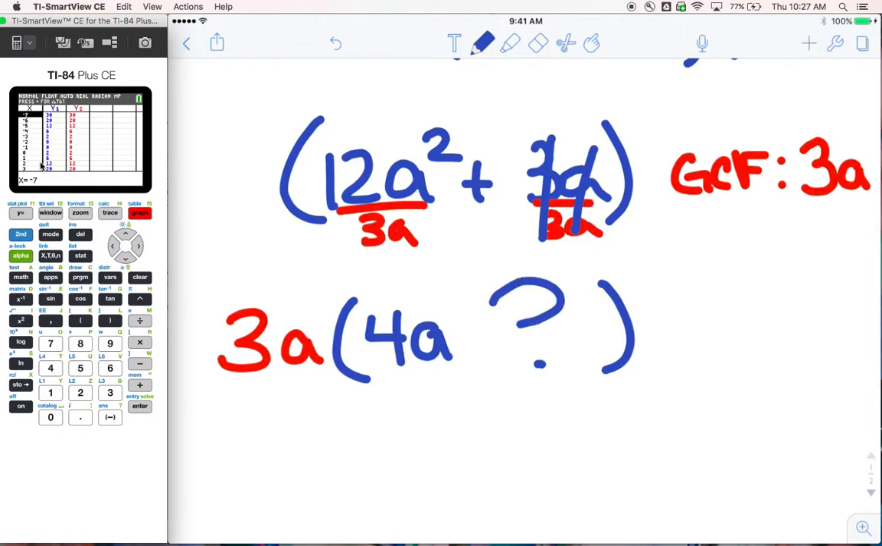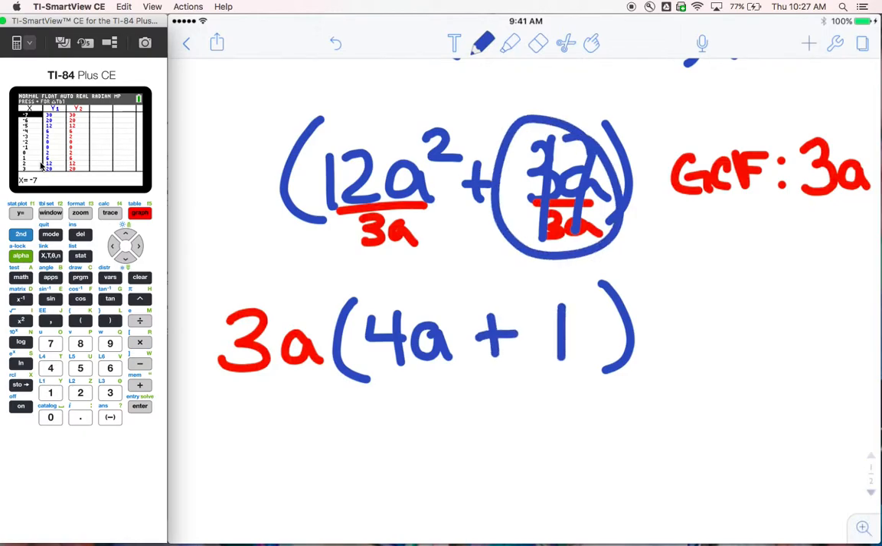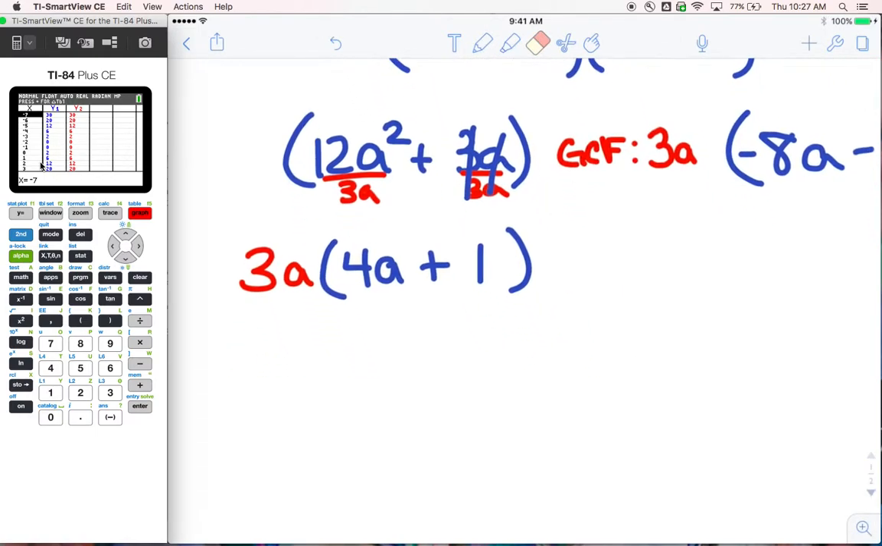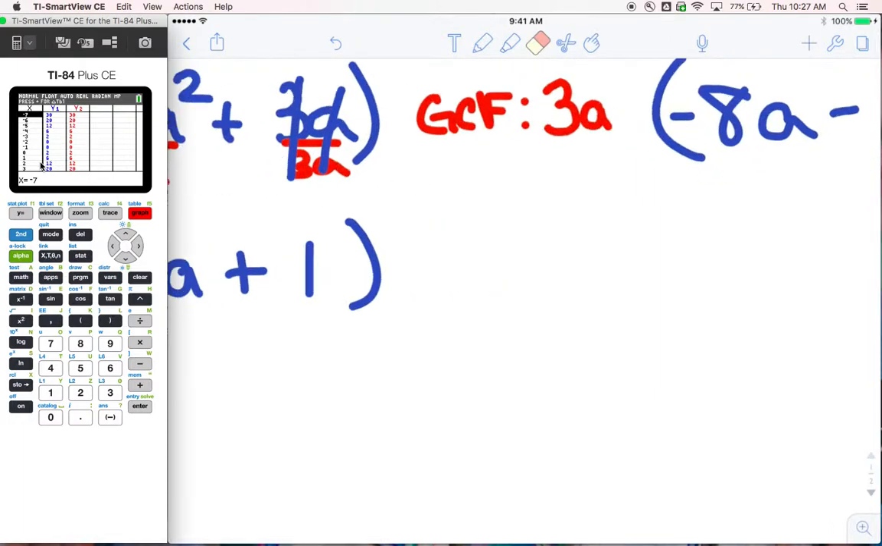Next, our a's cancel. Also, our 3's cancel. So what do we put right here? Make sure that you put a positive 1. If everything cancels, we just have 3a divided by 3a. That's just 1. Also think about it this way: that'll give me 12a squared, then I'll get 3a. If I didn't have the 1 there, I wouldn't get it back. It wouldn't work.